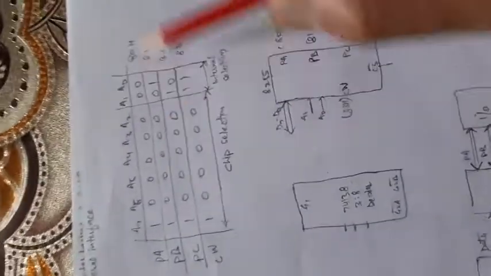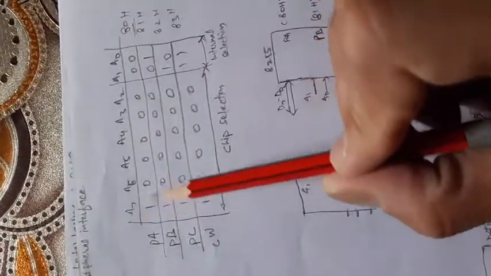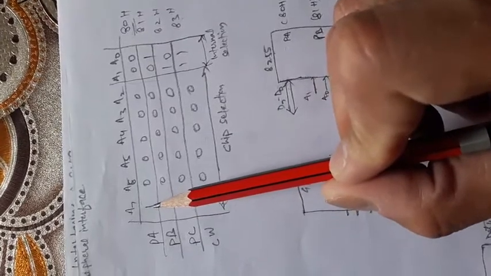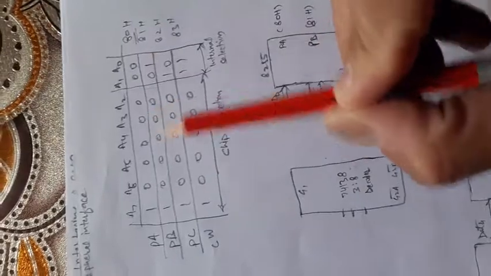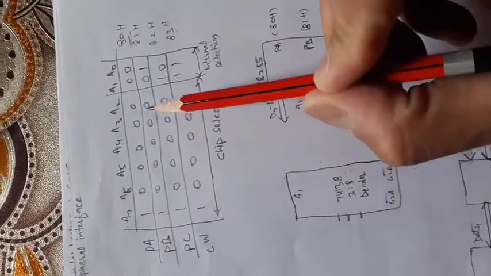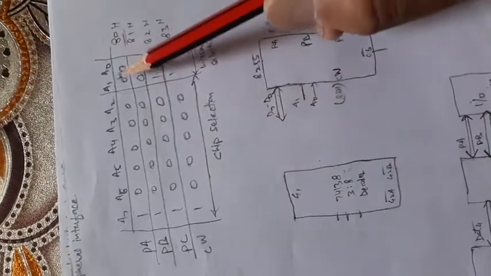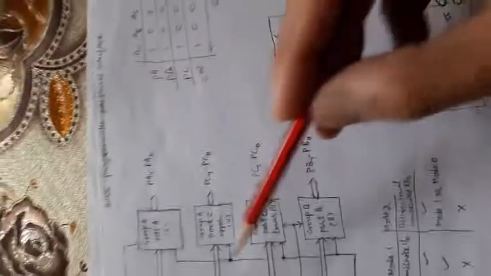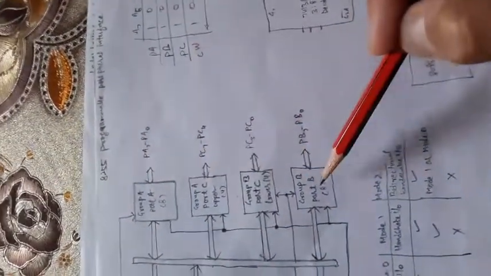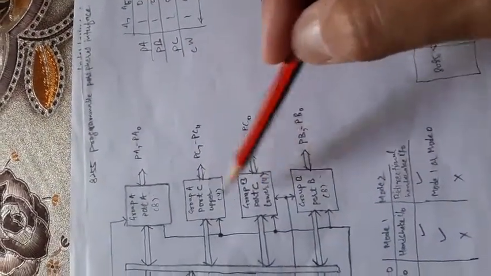Suppose the address is 80, so we'll start with 80. What is 80? 10000000. For 81, it is 10000001. So I will change only these two bits because I need four addresses. Why four addresses? One address for port A, one address for port B, one address for port C.